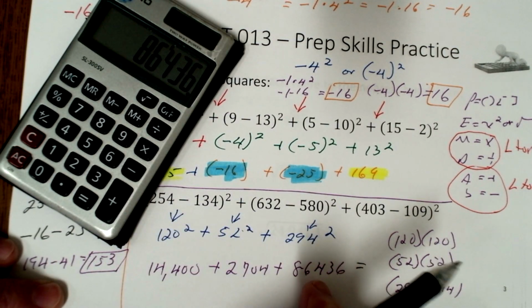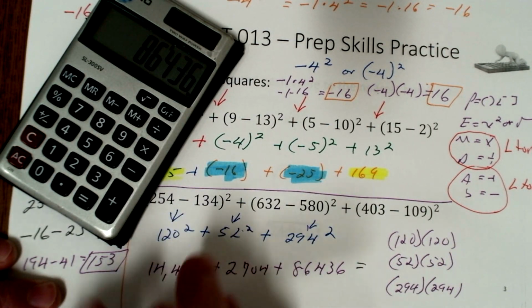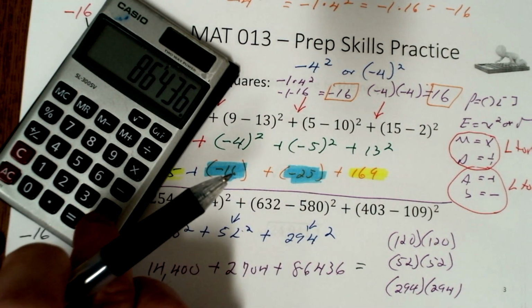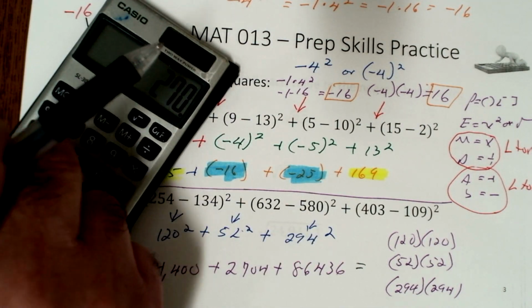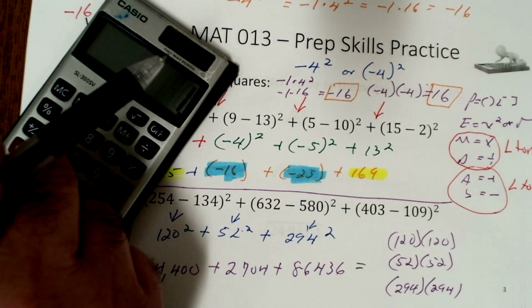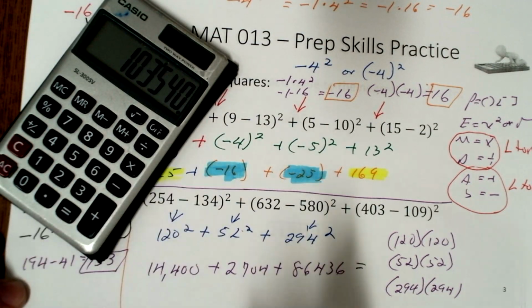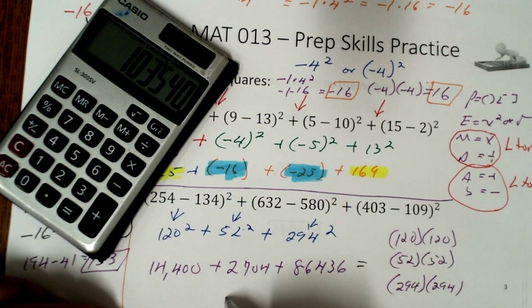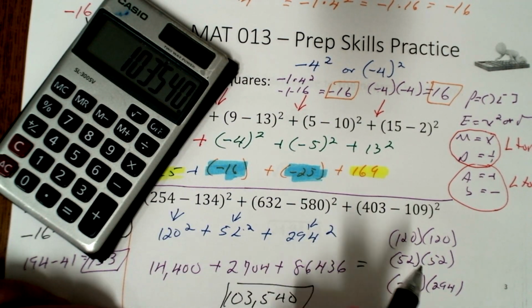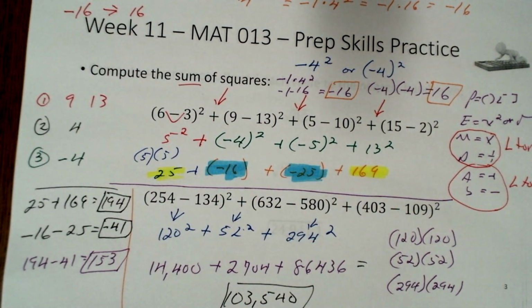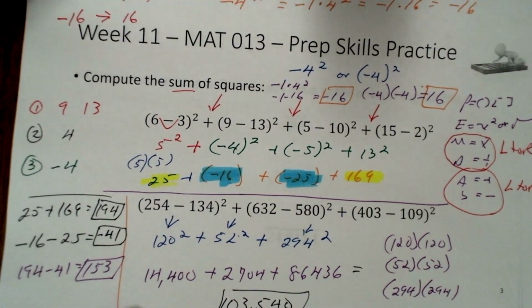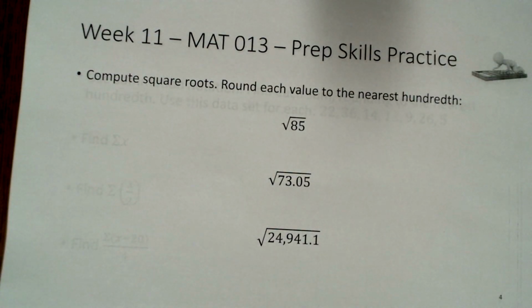So we'll just leave this number in the calculator, and we'll just do it from right to left. So we'll go plus 2,704 plus 14,400, and we arrive at a solution of 103,540. There's our solution. Okay? All righty. Sum of squares. Sum means adding. Okay. All right.